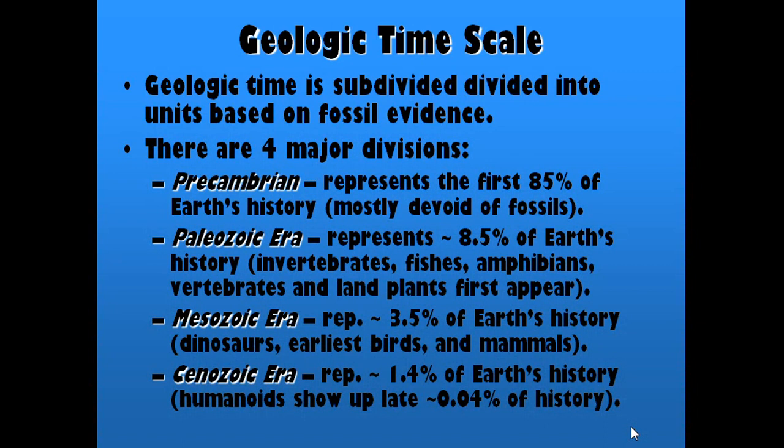Mesozoic era represents 3.5% of Earth's history: dinosaurs, earliest birds, and mammals. Cenozoic era represents 1.4% of Earth's history. Humanoids show up late, approximately 0.04% of history.